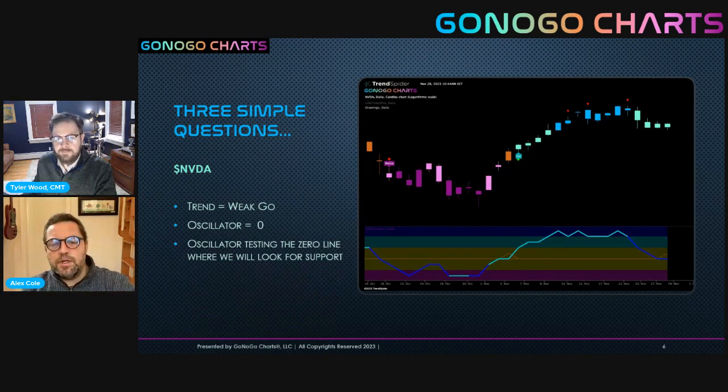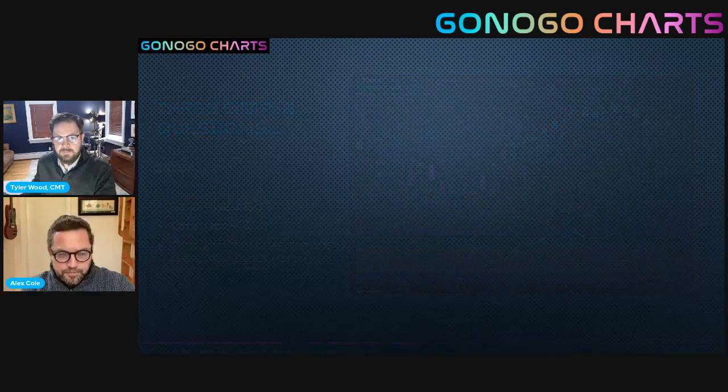Remember, given that we are in a go trend, the weight of the evidence tells us that the trend is still in place. We would expect momentum to surge back in the direction of the trend, all else being equal. So we will look to see whether or not the oscillator can indeed find support at the zero line. If we move on to another example.